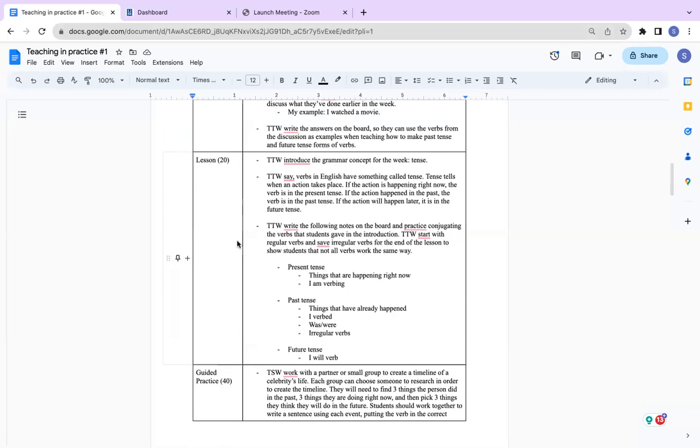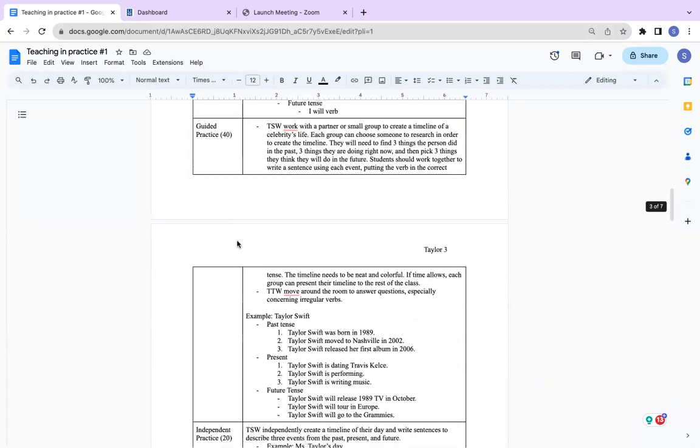This would be very discussion based. I would let students practice in a discussion form, asking, so what would the future tense look like here with this verb, and have students raise their hands and give answers in a more traditional lesson sense. And then we would move on to the guided practice.